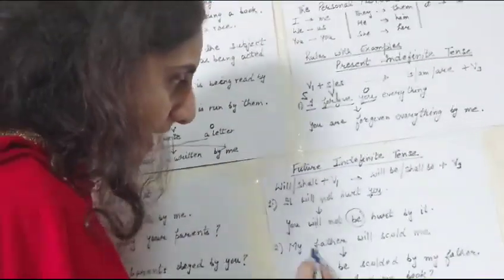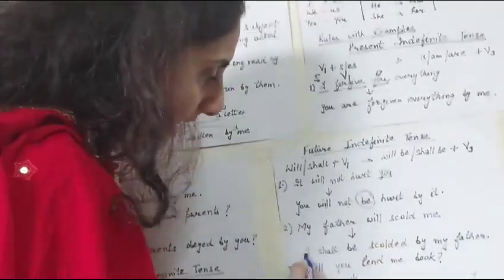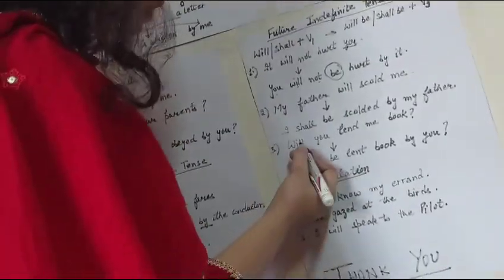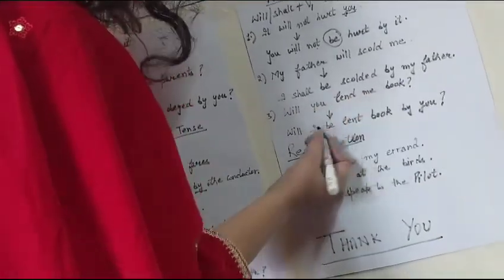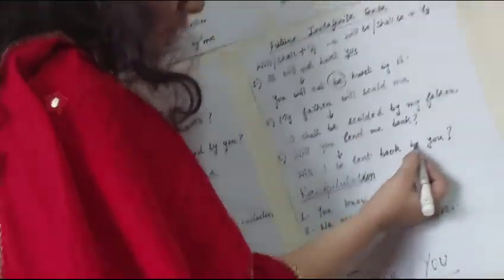Last sentence, my father will scold me. I shall be scolded by my father. Interrogation: will you lend me a book? Will I be lent a book by you?